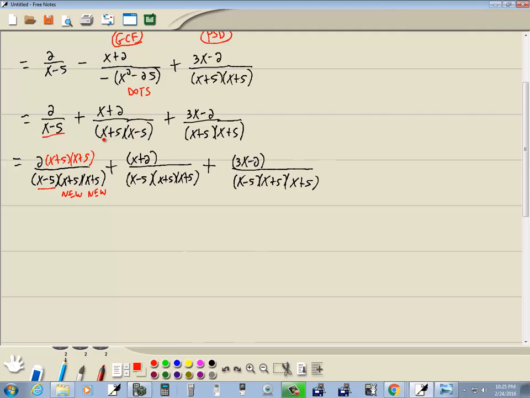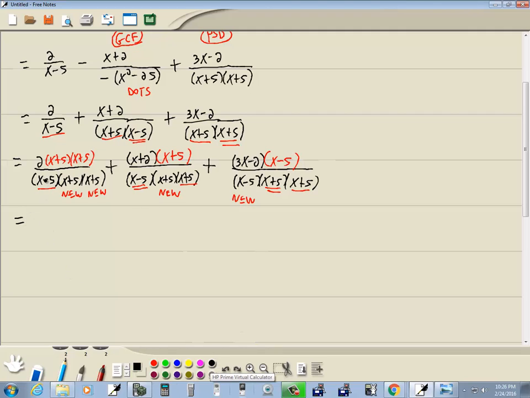On our second fraction, we had an x plus 5, that x plus 5 is still there. We had an x minus 5, that x minus 5 is still there. The new item down below is this x plus 5. So we'll put that up on top. Now our last fraction. It had an x plus 5, that x plus 5 is still there. It had another x plus 5, that x plus 5 is still there. The new item is the x minus 5. So I'll put that up on top. Whatever new item you have down here, you have to put up on top.